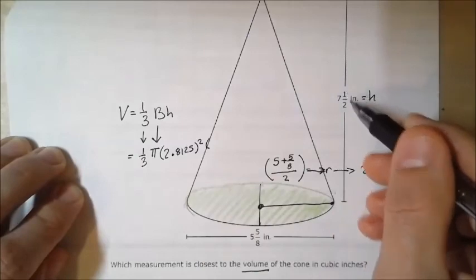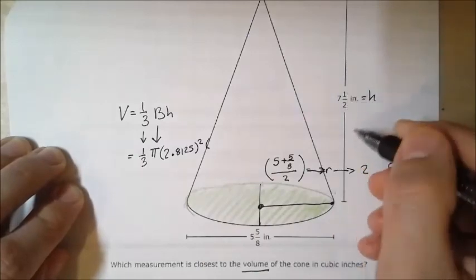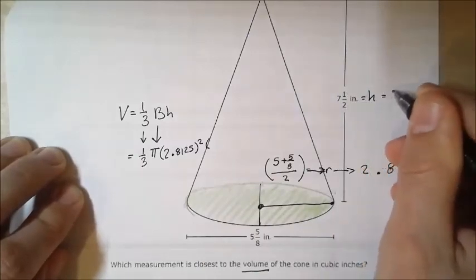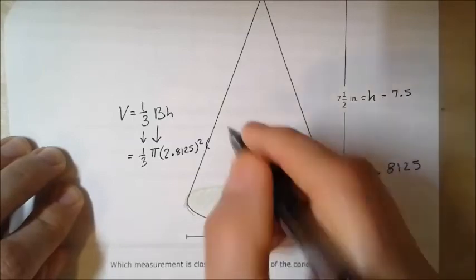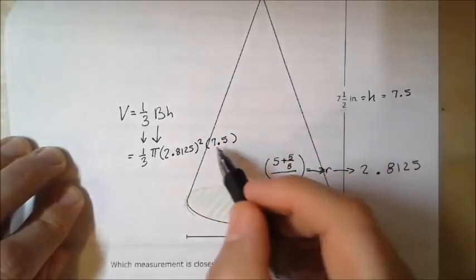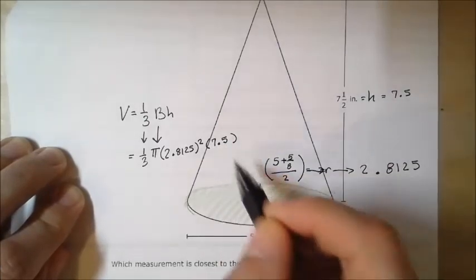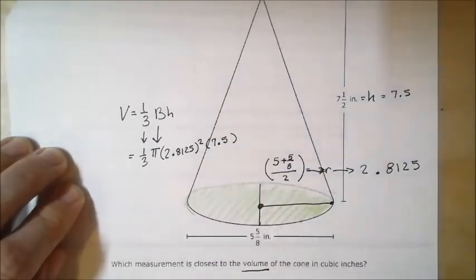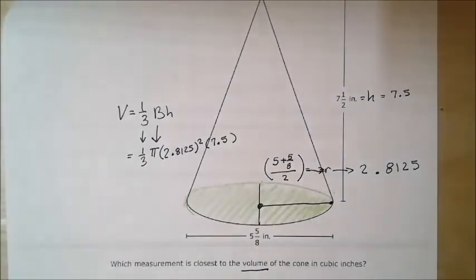So I know that 1/2 is just 0.5, so I know that the height is equal to 7.5. I'm just going to keep it a decimal instead of putting in that fraction. But you could put 7 plus 1 over 2 with your fraction bar. But I think it's easier just to convert that to a decimal. If you know 1/2 is 0.5, just do 7.5. And let's see what we come up with.